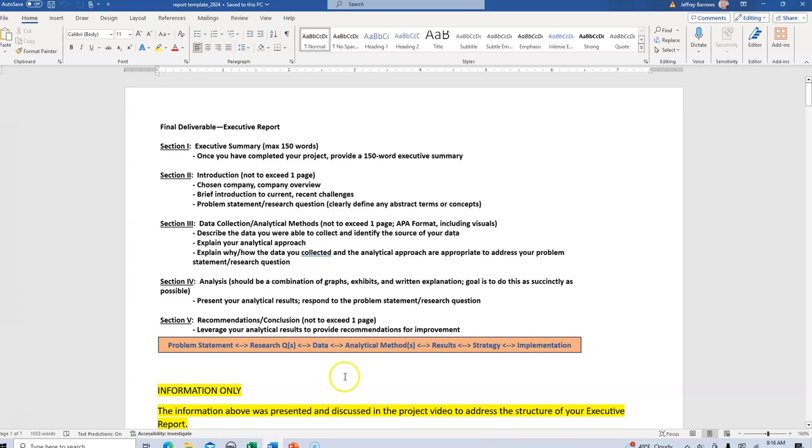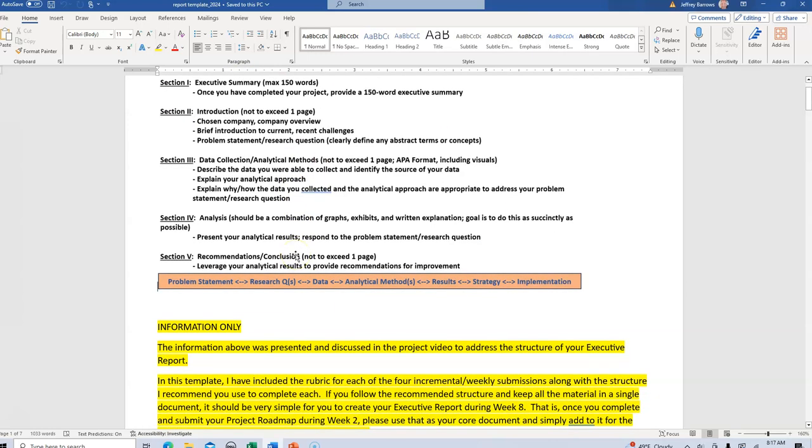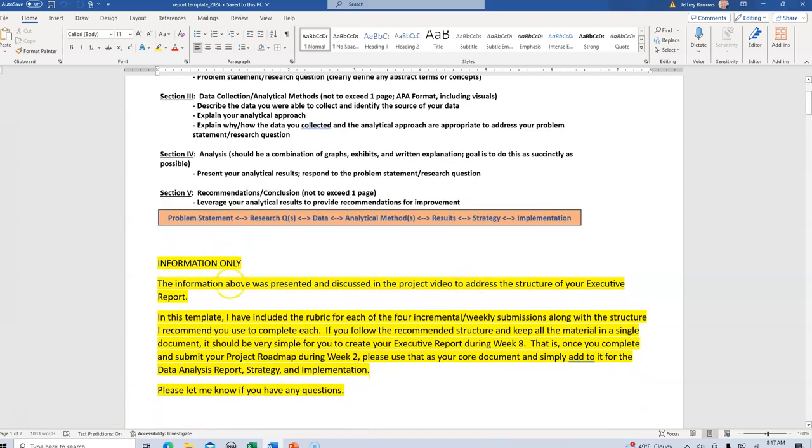What I've already posted in there for you is this template, and let me just quickly go through this. What you see up front was what I had in that slide, and again, this is just to remind you of the structure of the final executive report. And again, the premium on showing a clear linkage from problem statement to strategy implementation. I've got some discussion in here for you.